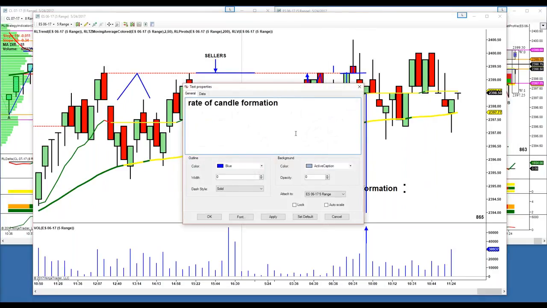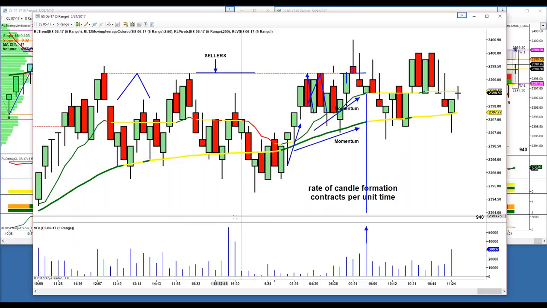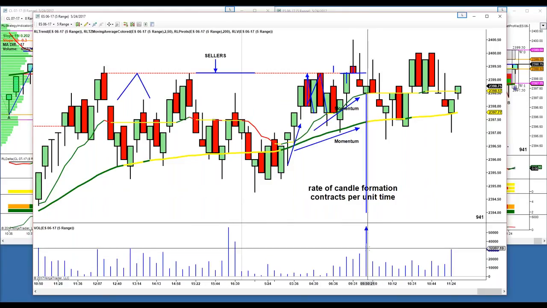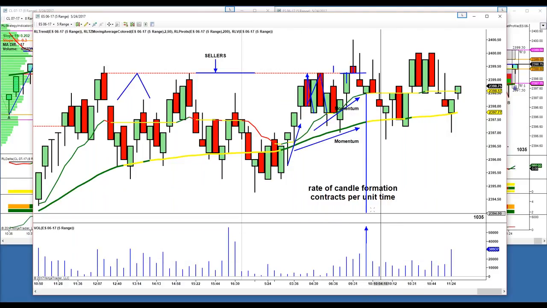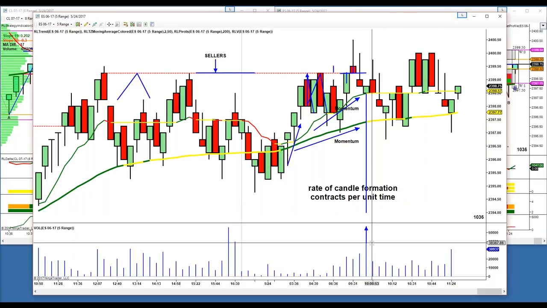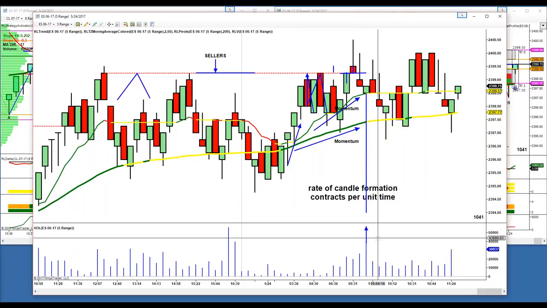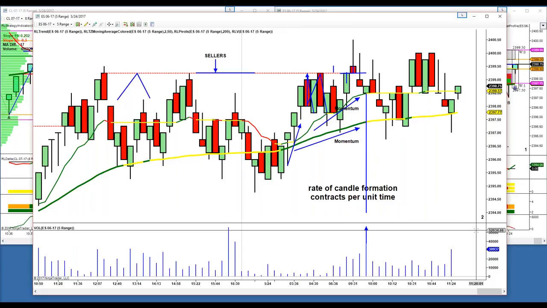And the other independent variable is contracts per unit time. So these both go into how high this bar is going to be. And we can't make an assessment of volume when there are two discrete independent variables going into its assessment. We can only make that assessment when there's one discrete independent variable. So we do that in two ways.